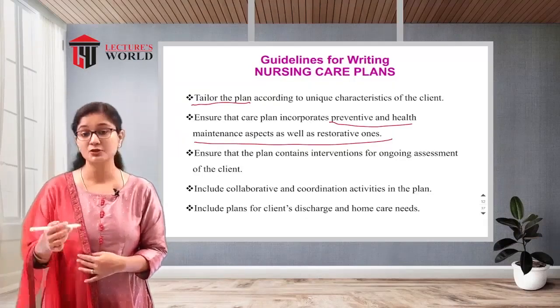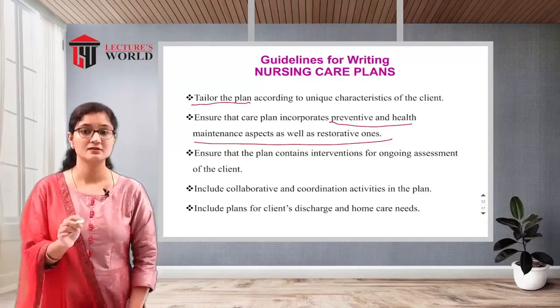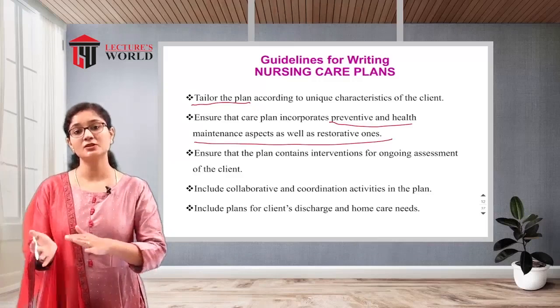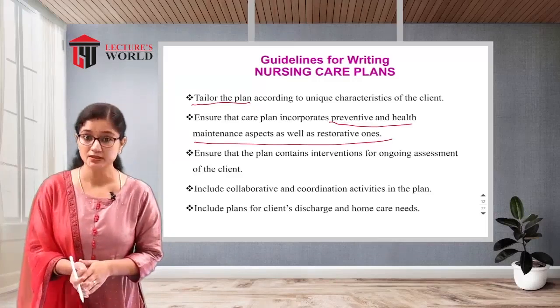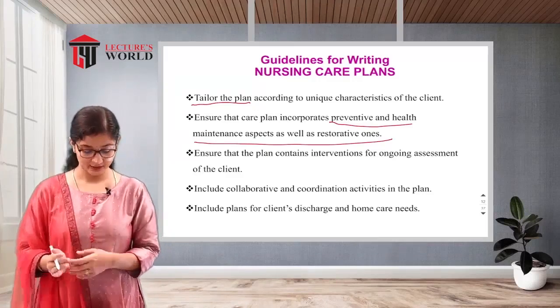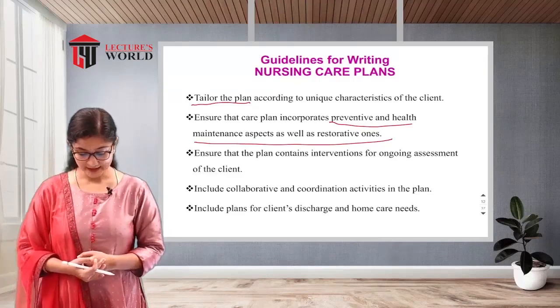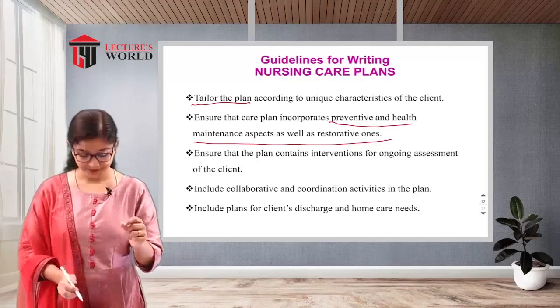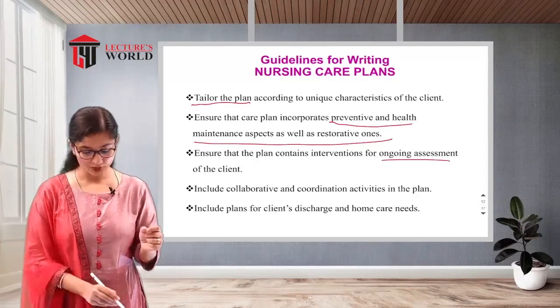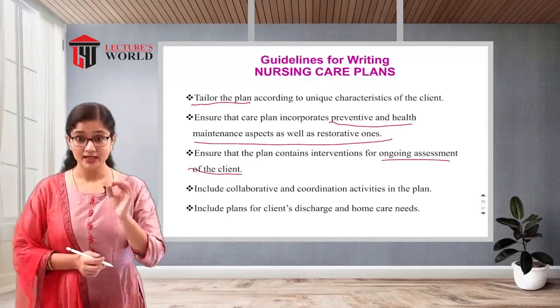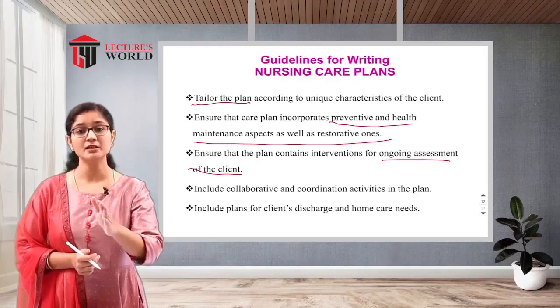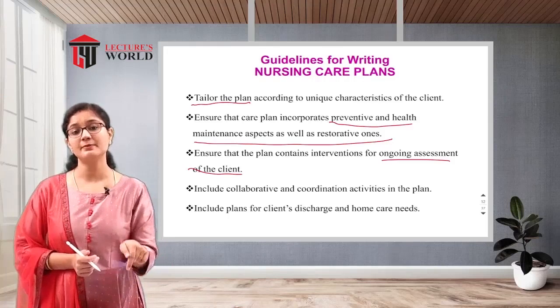Understood? So whenever you're planning your care plan, don't concentrate on just caring, but also see that you promote the health and prevent him from further diseases or illnesses. Okay. Ensure that the plan contains intervention for ongoing assessment of the client. This is very important. What do you mean by ongoing? I have seen this commonly done: once you prepare your care plan, it should be on the basis of the problem the patient is suffering now.